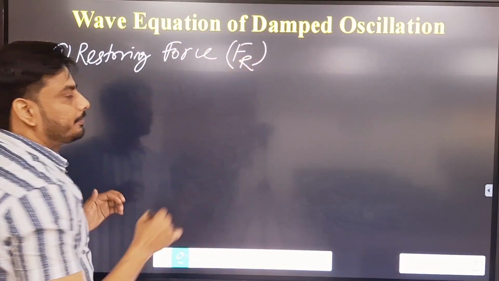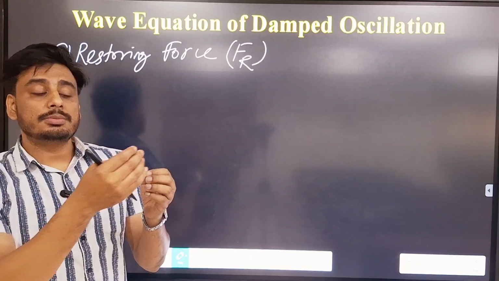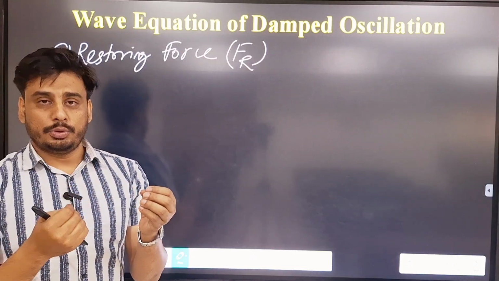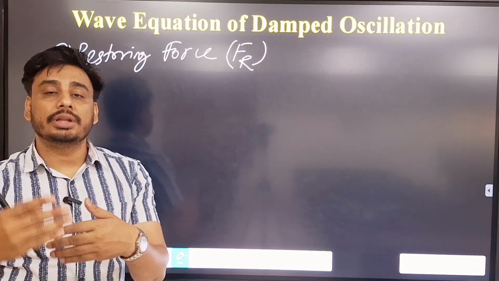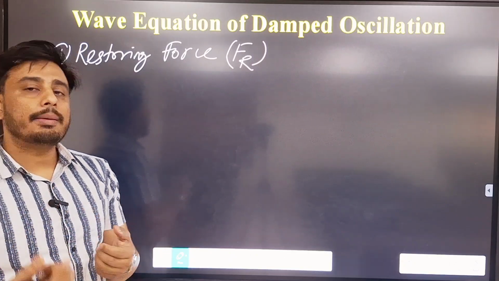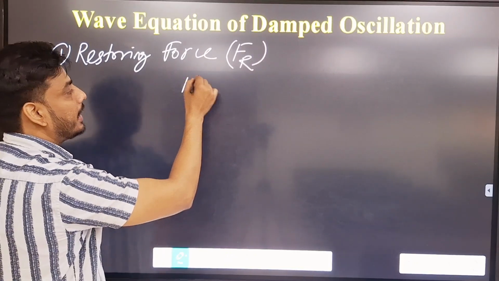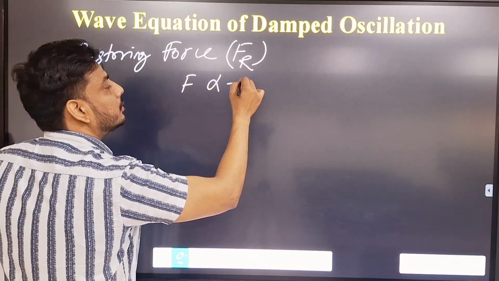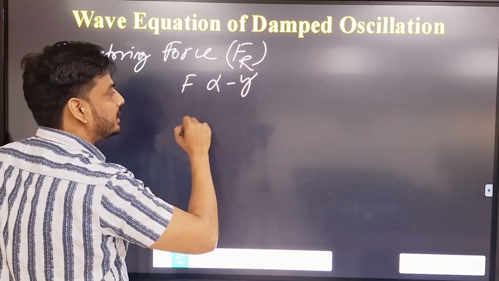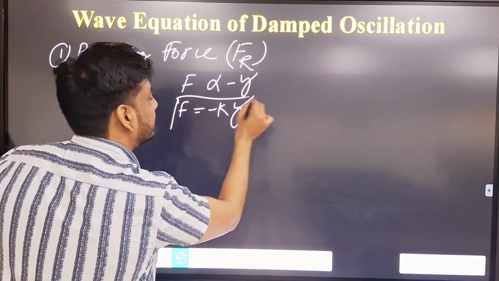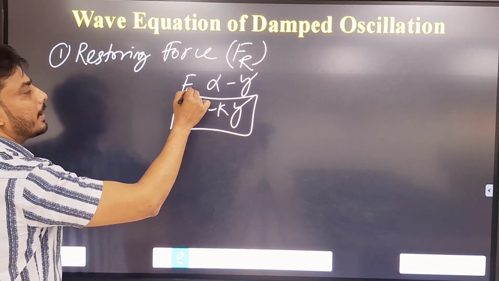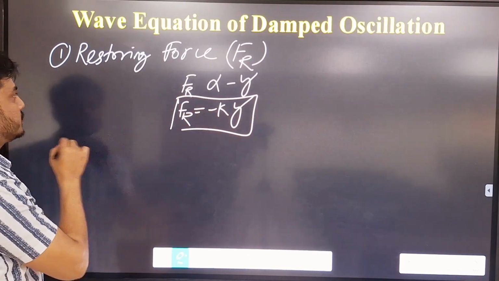Restoring force. Restoring force is responsible for bringing the body back to its mean position, and it always depends upon the displacement, but in the opposite direction. We already derived this in the last video. So F is proportional to y. There is a negative sign, which means both are opposite. So F equals minus ky. This is one force, Fr, we can write in order to identify the restoring force.